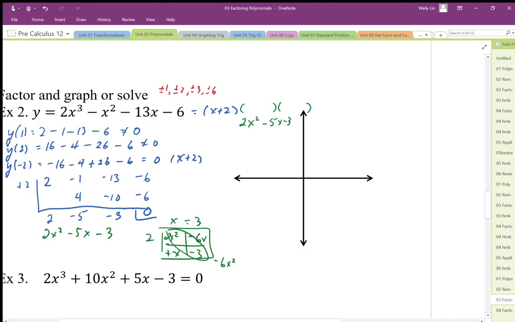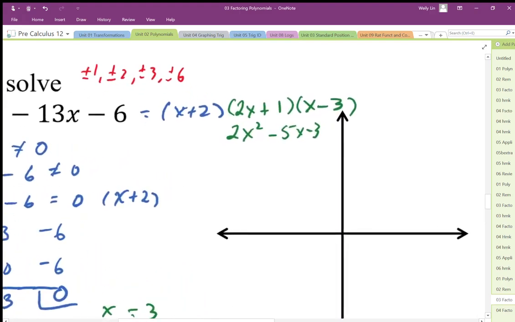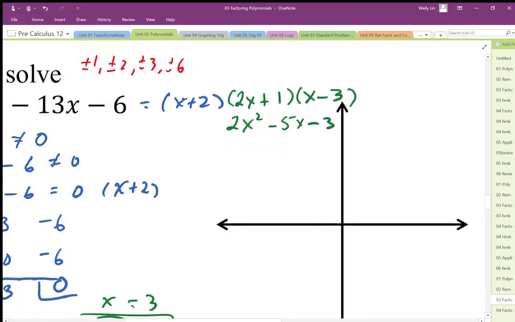The common factor along here is 2x. The common factor here is 1. So I know that this is going to end up being 2x plus 1 and then x minus 3. I kind of did this a little bit small, but there it is. So there's my quadratic factor, and then from the quadratic factor, I factor this into the 2x plus 1, x minus 3. Again, make sure that you know how to do that factoring.